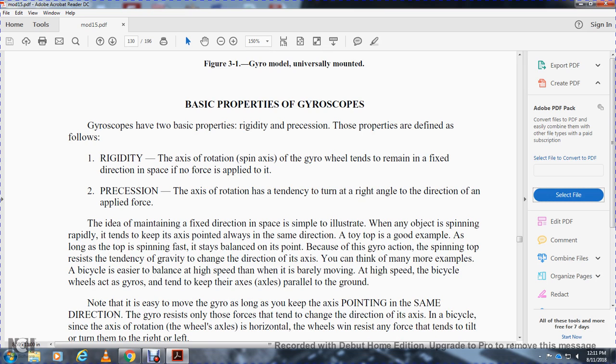This is simple to illustrate with a spinning object. A wheel spinning rapidly keeps its axis pointed in the same direction. A top is a good example: as long as the top is spinning fast, it stays balanced on its point, with the gyro action resisting the tendency of gravity to change the direction of the axis. You can think of many more examples. A bicycle is easier to balance at high speed than when it is barely moving, because the bicycle wheels have an axis. The driver tends to keep the axles parallel to the ground.